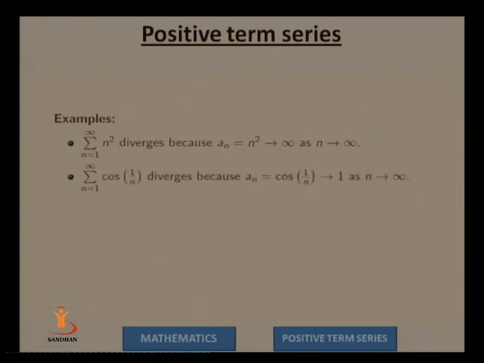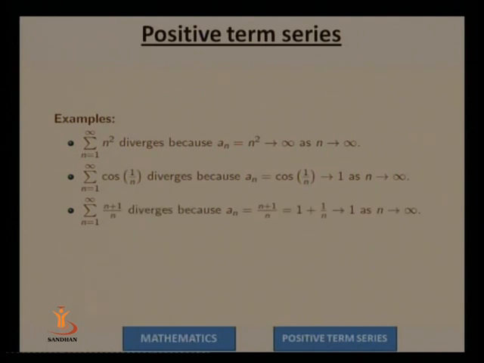Second example is cos(1/n). Now we know that whenever n tends to infinity, 1/n tends to 0 and cos 0 is 1. Therefore a_n goes to 1. That limit is not equal to 0. So the cos(1/n) series will diverge.